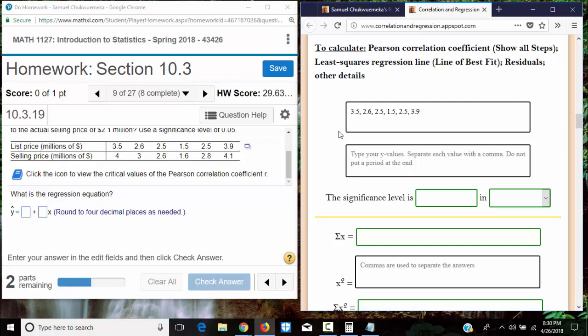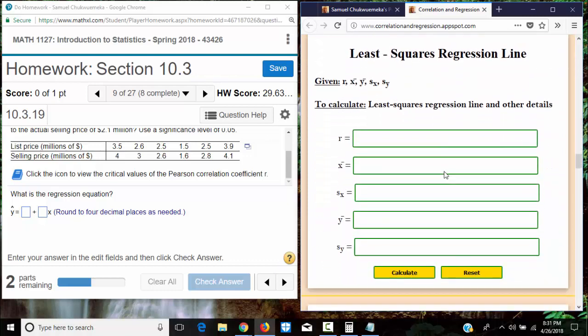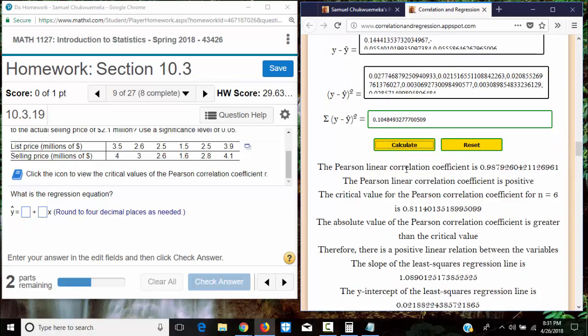3.9. And for the response variable, the values are 4, 3, 2.6, 1.6, 2.8, 4.1. Significance level of 5%. And we scroll down, we click compute, calculate.